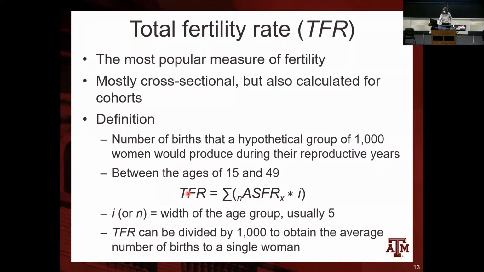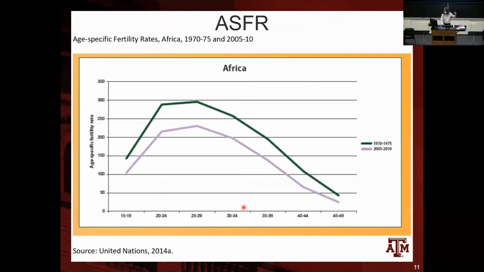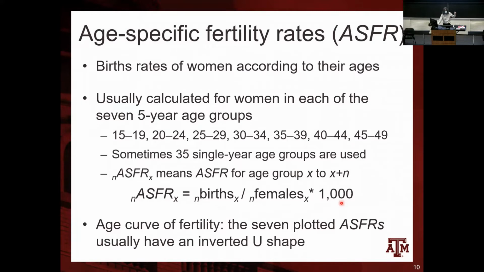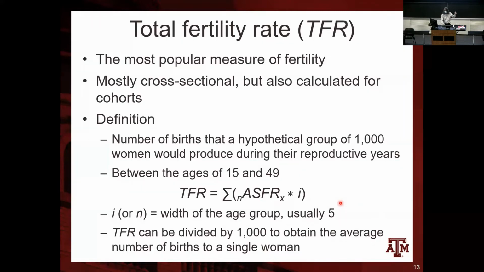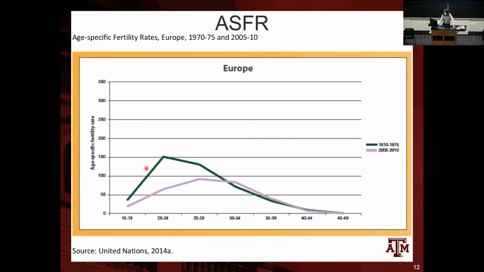Usually, if previously you multiplied the age-specific fertility rate by 1,000, after we do this calculation we divide the total fertility rate by 1,000. So it would be the number of births that a hypothetical woman would experience if she lived throughout her reproductive ages with the risks of having children as measured by the age-specific fertility rates.